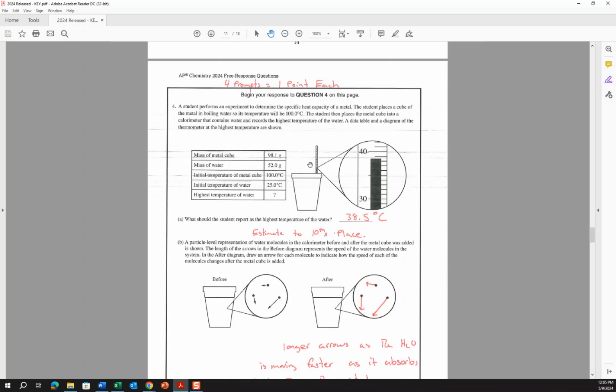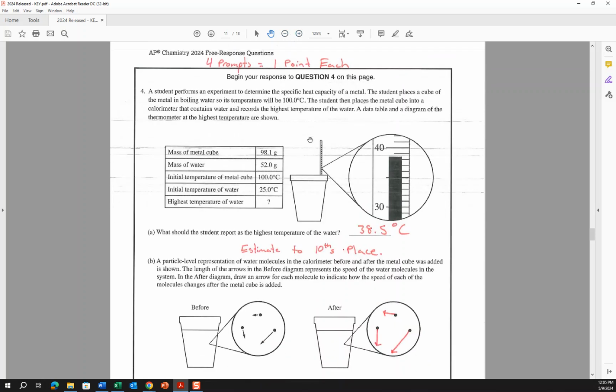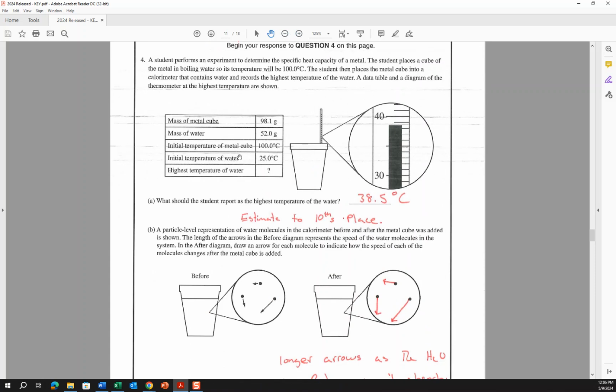Okay, so we have another calorimetry question. It starts off, gives us the calorimetry data, and it just wants us to take a temperature reading on the thermometer. So remember, don't forget that estimated digit. Each tick mark here represents the ones place, so like 30, 31, 32, 33, 34, 35, 36, 37, 38, 39. So we're allowed to estimate to the tenths place. If you just wrote 38 or you just wrote 39 and that's it, you're wrong. I say 38.5. I'm sure they would allow 38.4.